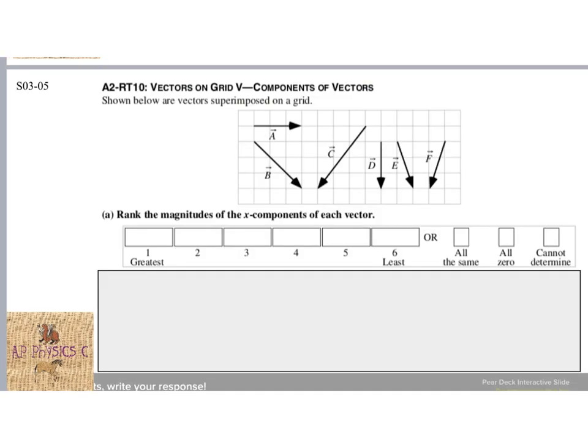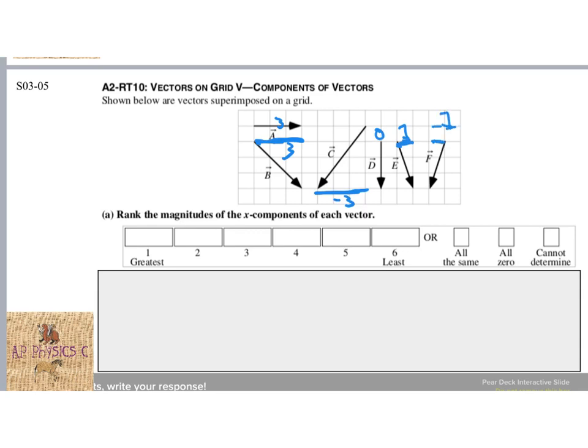All right. Shown below are vectors superimposed on a grid, and we want to rank the magnitude of the x component of each vector. Give yourself a moment, pause the video, and then we'll come back and do it. All right, A has only 3. B has an x component, which is also 3. C has an x component, which is minus 3. D has a component, which is 0. E has a component, which is 1, just that bit. And F has one, which is minus 1.